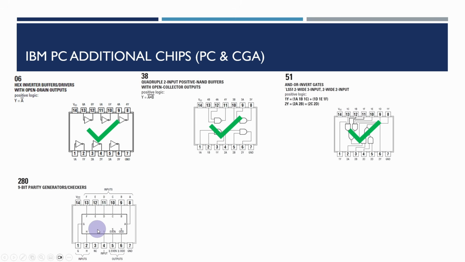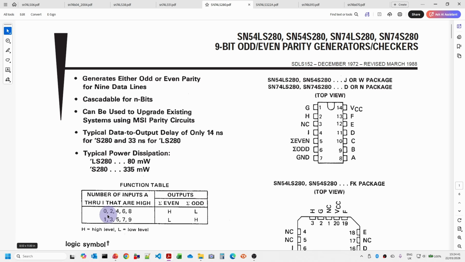Just have a look at the datasheet for that. You'll see that based on the number of inputs that are high, this will determine whether we get the even parity or the odd parity output. You'll see here that A to H are the 8 inputs and I is the 9th input. And you can see here for the speed, the S series will do this in 14 nanoseconds, whereas the LS series will take 33 nanoseconds. Because the dynamic RAM accessing was quite speed dependent, the PC used the 14 nanosecond part.